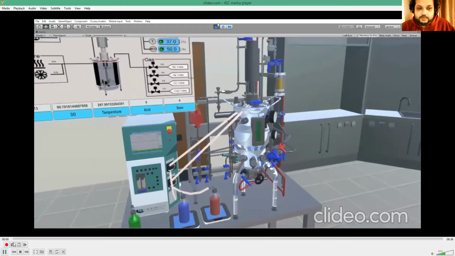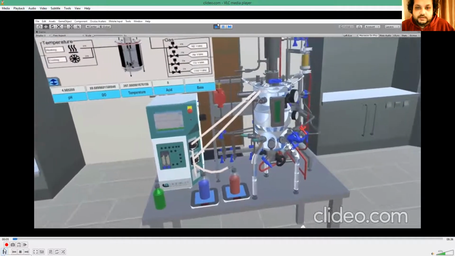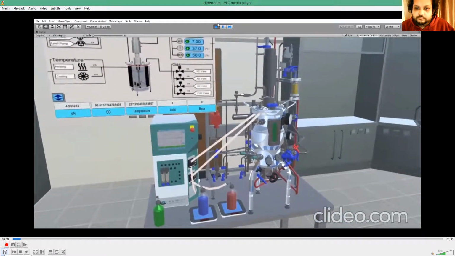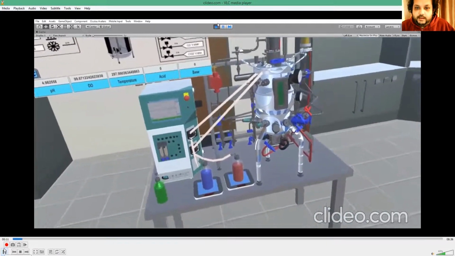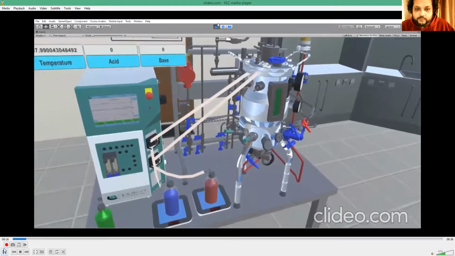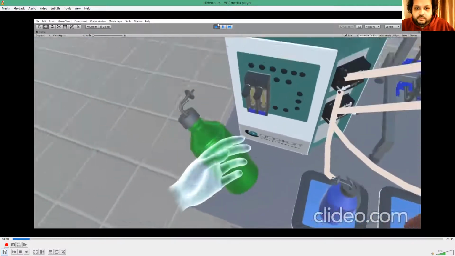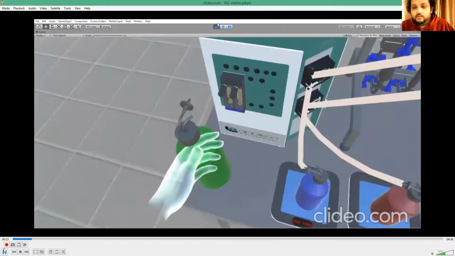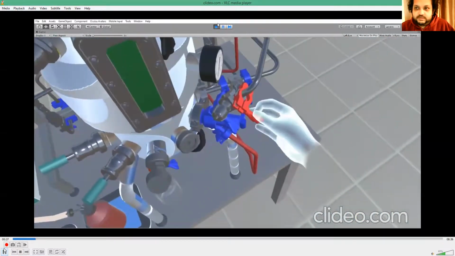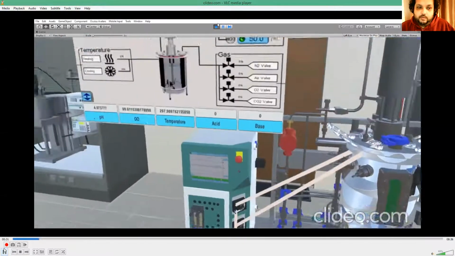So you can see on the screen, there is a 3D model of a steam bioreactor, and as in our previous game, you can interact with different objects and equipment, and you can walk around in a room-scale environment in the virtual world.